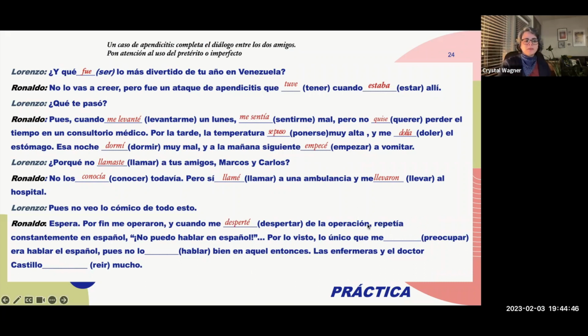Why is this in the imperfect? Because he repeated, repetía, right? Constantemente en español. No puedo hablar en español. I can't speak in Spanish. Por lo visto, lo único que me preocupaba era hablar el español, pues no lo hablaba bien en aquel entonces. So these uses, all of these are the imperfect because, once more, en aquel entonces, back then. Las enfermeras y el doctor Castillo se rieron mucho. This is the last sentence, ends the story, preterite, of course, but once more, also just an event that happened.